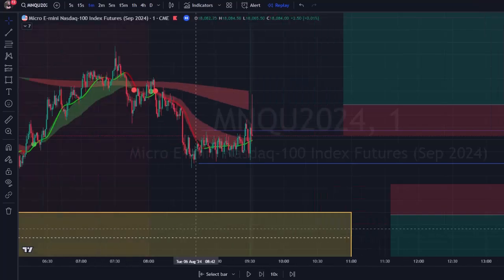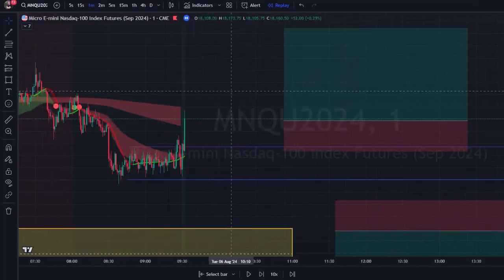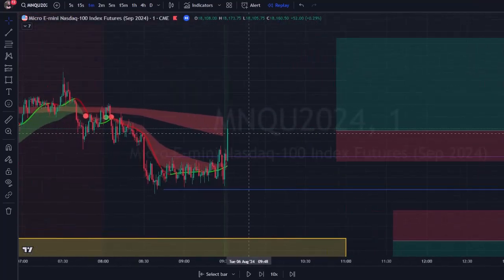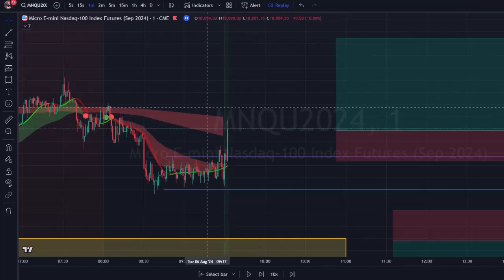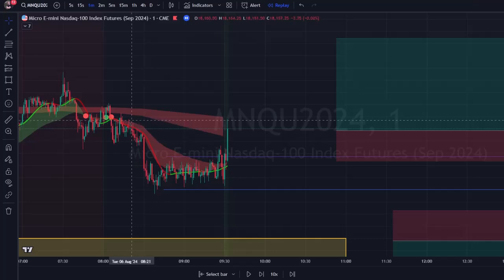So let's see. We're going up. Is this going to go up? A lot of people see this. So I've got to get in, buy, right? Yeah, it wicks, at the end of that minute. And what did we do? We tested this area right here.